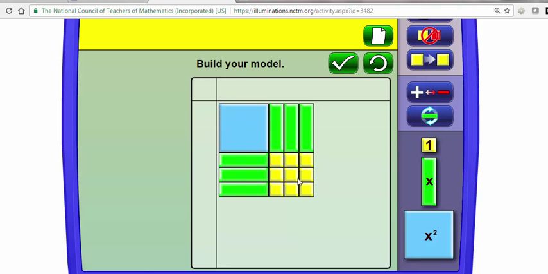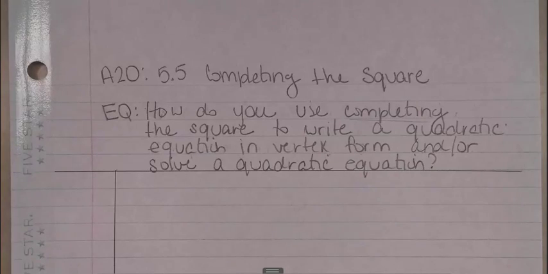How do we find the area of this then? Well, you just take your x plus 3 times x plus 3 and multiply that. If you do that, you're going to end up with a perfect square trinomial, which is pretty awesome. All right, so back to how do we actually use this?